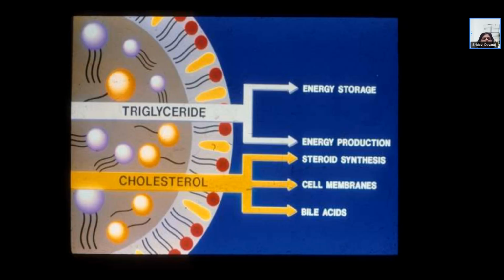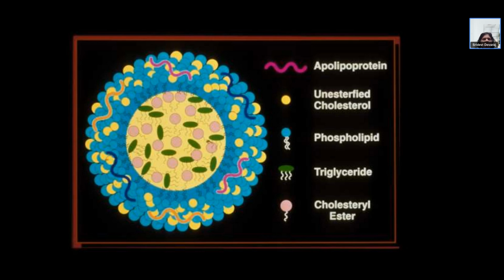Lipids have to be carried in the blood, and they are required for energy storage and energy production, steroid synthesis, and formation of cell membranes, bile acids, etc. How they're carried in the blood is they're packaged into lipoproteins. The lipoproteins are lipid cores with an outer circle of phospholipids, and you see the triglyceride inside as well as the cholesterol ester. So these need to be carried in the bloodstream.